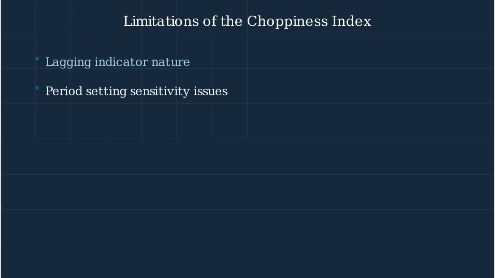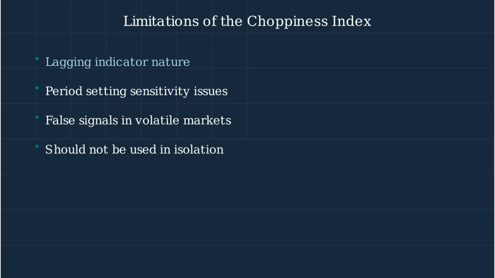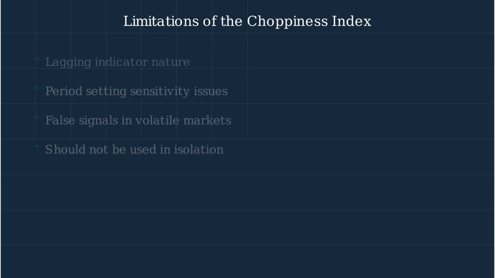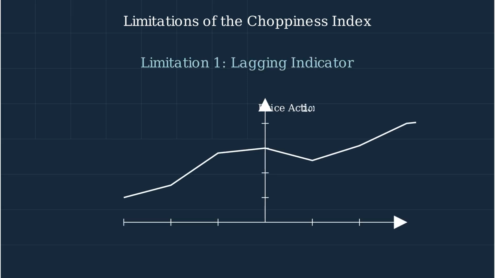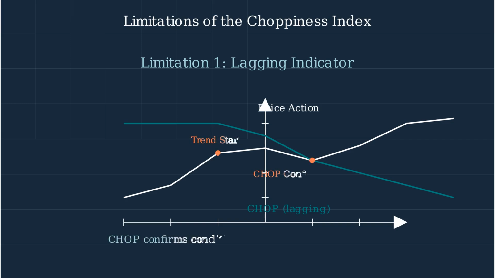Despite its usefulness, the Choppiness Index has important limitations that traders should be aware of. The Choppiness Index is a lagging indicator, which means it confirms market conditions after they've already begun. For example, a trend may begin at this point, but the chop indicator only confirms the trend after some delay, potentially missing early trading opportunities.